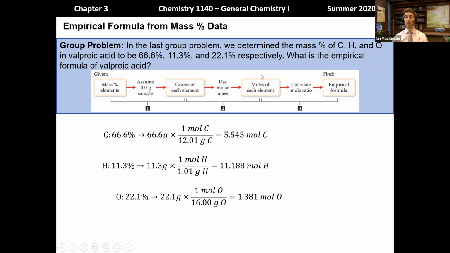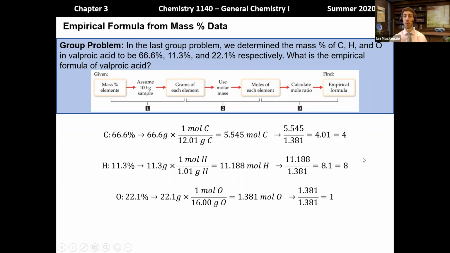Now that I'm at moles, I will divide all three mole amounts by the smallest number of moles, which in this case is clearly oxygen. So I divide all of them by 1.381, and I come out with whole number ratios in this case for all of them. So that ratio comes out to be 4 for carbon, 8 for hydrogen, and just, of course, 1 for oxygen. Since I have all whole numbers, I can simply write the formula at this point as being C4H8O.